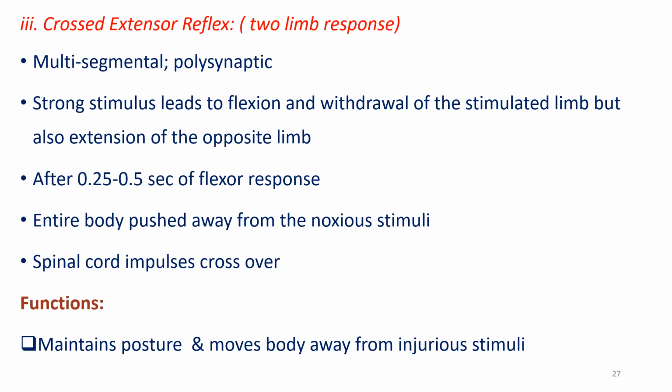This occurs because impulses go to the spinal cord and they end on the anterior motor neuron to cause excitation of flexor muscles. At the same time, collaterals end on the opposite anterior motor neuron because of crossing over of impulses, and this crossed extensor reflex has a very important function. It maintains the posture. Otherwise what will happen? When you are removing the limb, you may fall down. So it supports the opposite limb to maintain the posture and also moves the body away from the injurious stimuli.